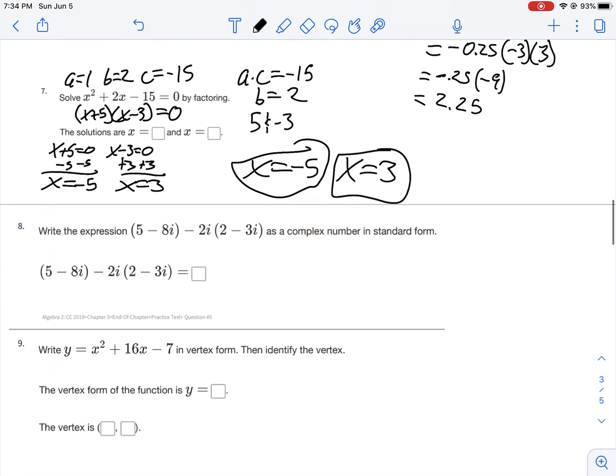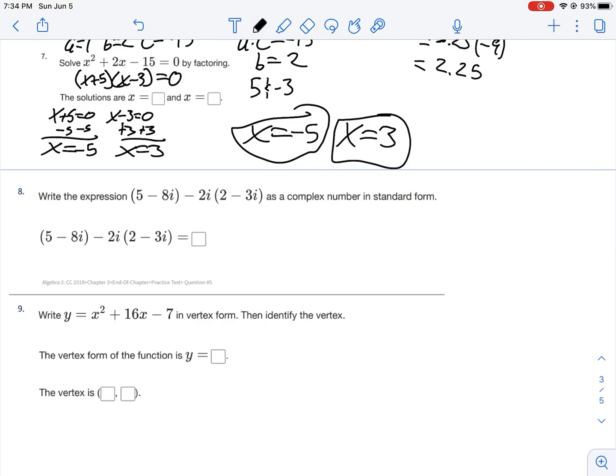All right. Just about halfway done. Write the expression 5 minus 8i minus 2i times 2 plus 3i as a complex number in standard form. What we need to remember is that i squared equals negative 1. Because we need to take this negative 2i and distribute it.